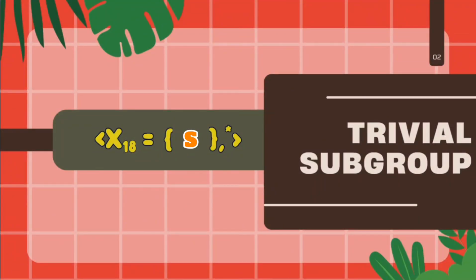Next, we have the trivial subgroup. It is the smallest subgroup consisting only of the identity element of the group. It contains no other elements except the identity. So the identity element here is S.